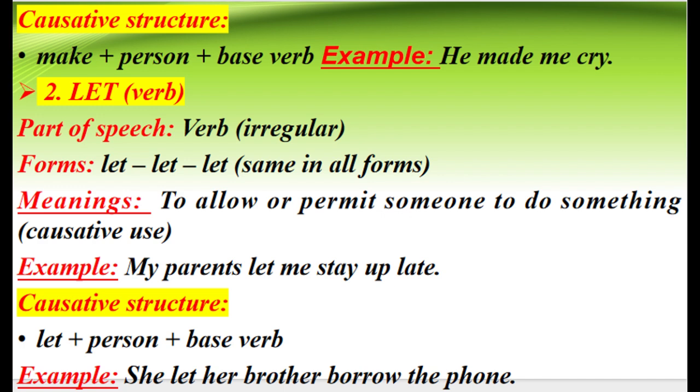Two: let. Part of speech: verb. Irregular forms: let, same in all forms. Meanings: to allow or permit someone to do something. Causative use. Example: my parents let me stay up late. Causative structure: let plus person plus base verb. Example: she let her brother borrow the phone.